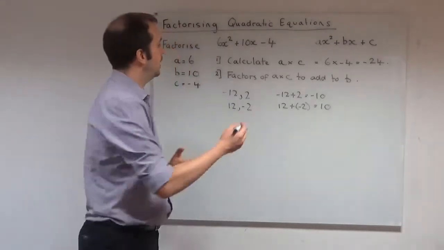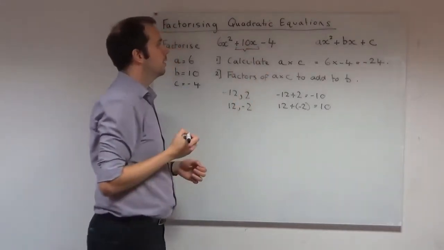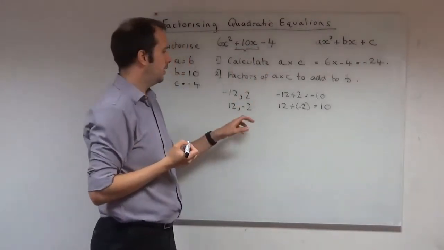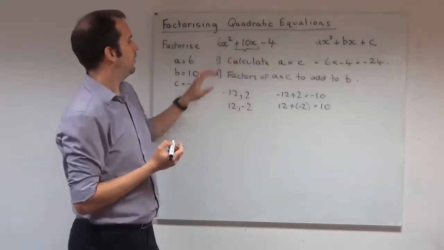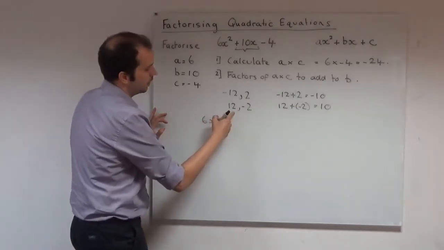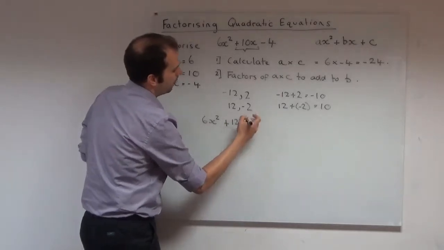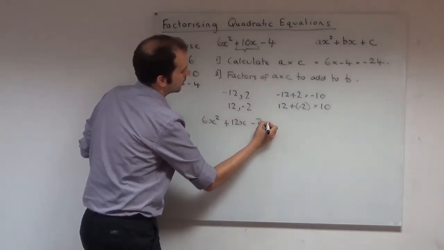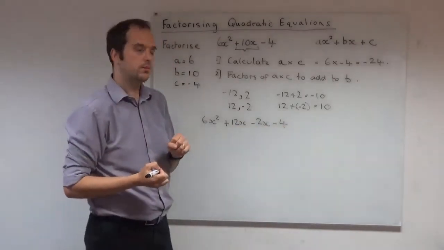And the next step is to simply rewrite the coefficient of x in terms of these two factors. So I'm going to say, let this become 6x squared plus 12x minus 2x minus 4.